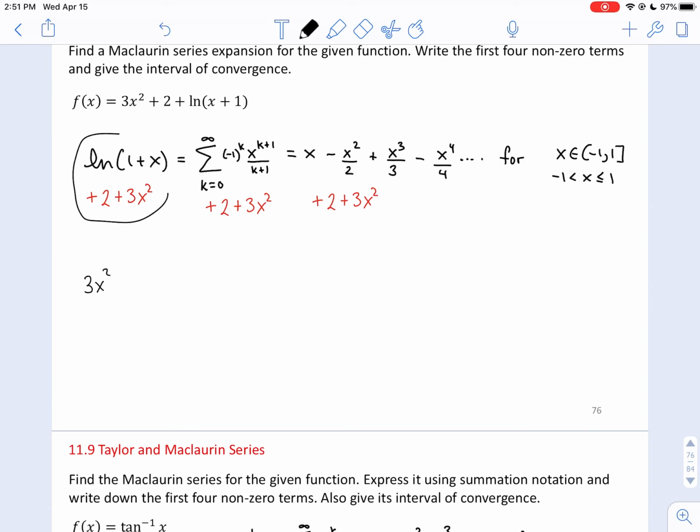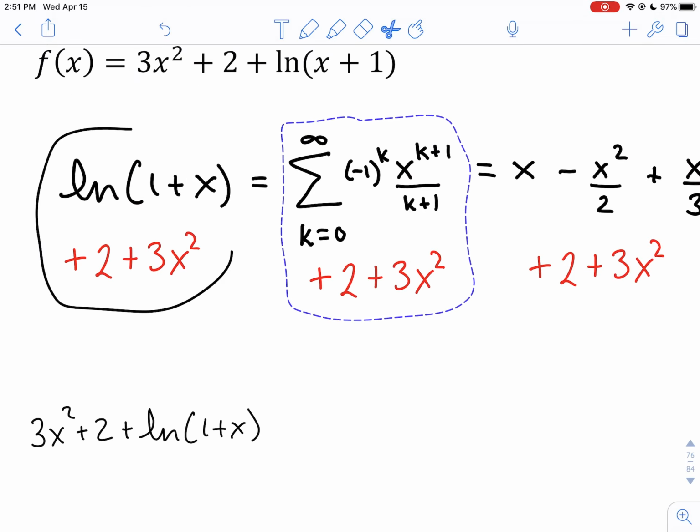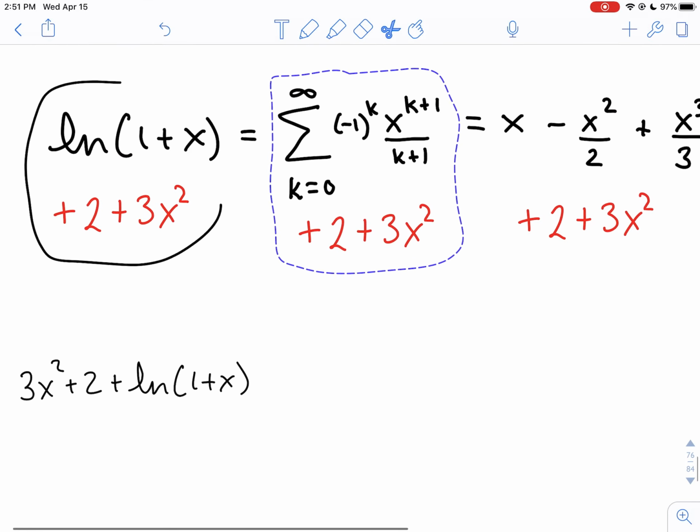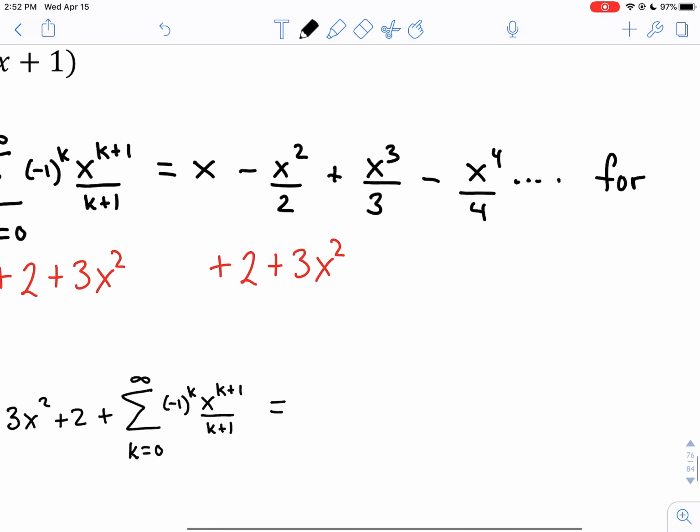So we have 3x squared plus 2 plus natural log of 1 plus x. Do some zooming in here. Don't bother with pushing these terms in there. Just leave the series and the other two terms separate. Okay. But over here, we might as well actually combine similar terms. The 2 here doesn't combine with anything here, so we just get a 2.